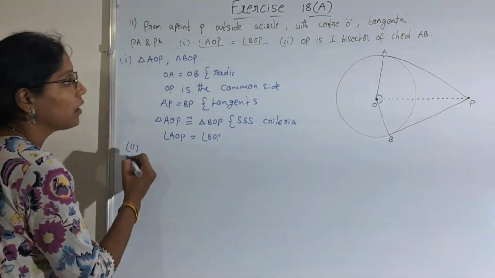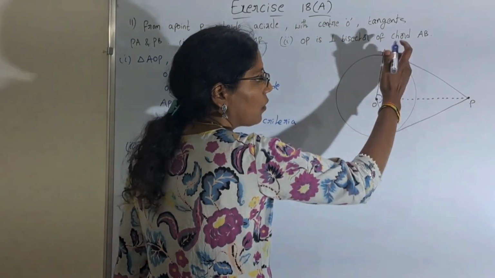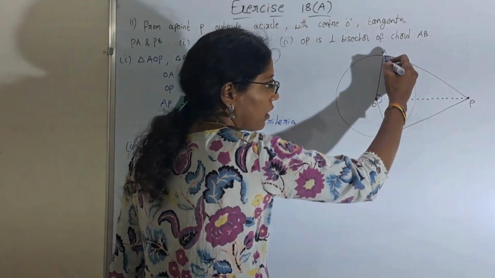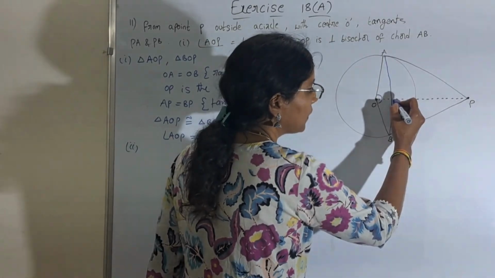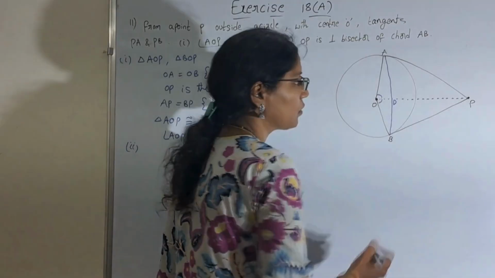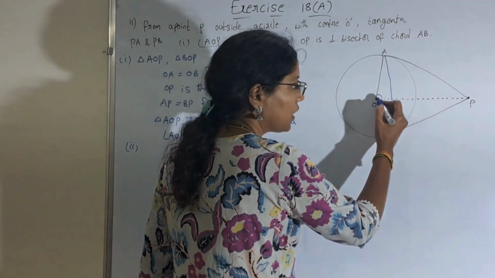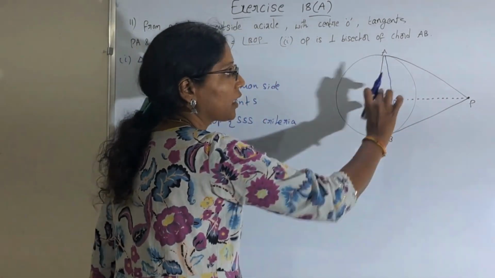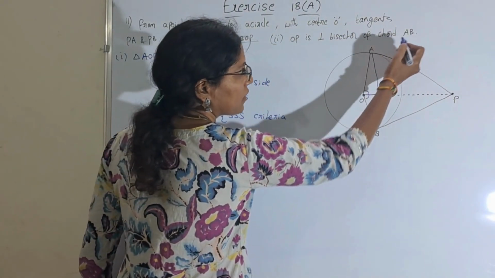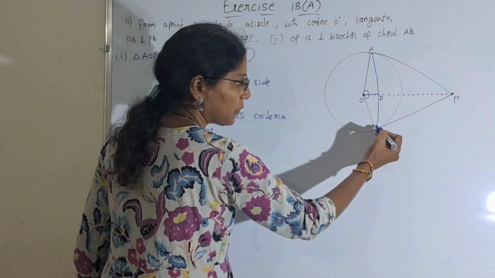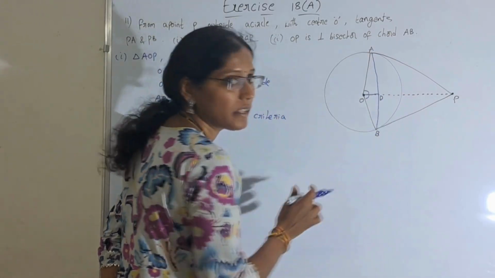And the second problem is OP. OP is the perpendicular bisector of chord AB. Chord AB means this is the chord. We have to draw one chord here. We have to take some letter, some D letter we have to mention. Here we have to take triangle AOD and triangle BOD. These two triangles' congruency we have to prove. Congruency means OP is the perpendicular bisector of chord AB, meaning what? AD is equal to BD we have to prove.